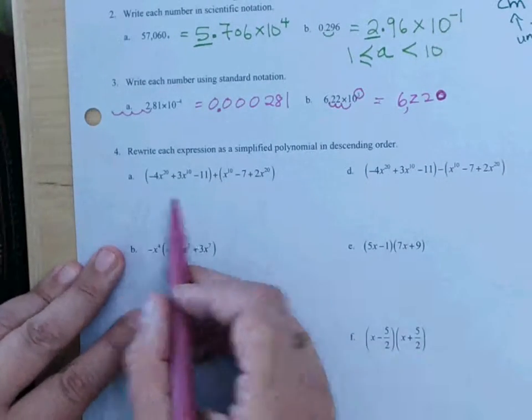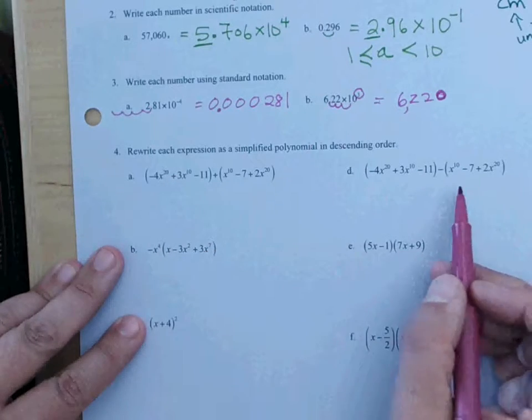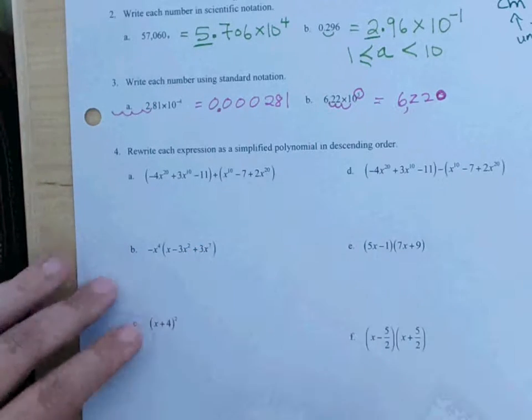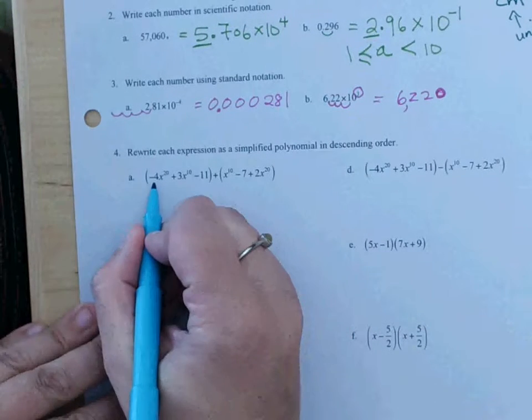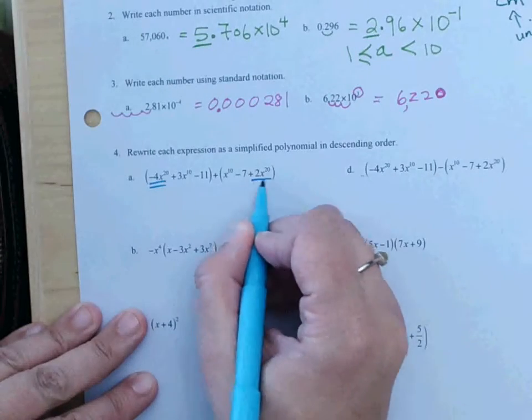Okay, now when we're adding, we want to rewrite these, so we're going to add. We were looking for what when we add? Like terms. Good. Like terms, I'm looking for x to the 20th. Here's another x to the 20th.